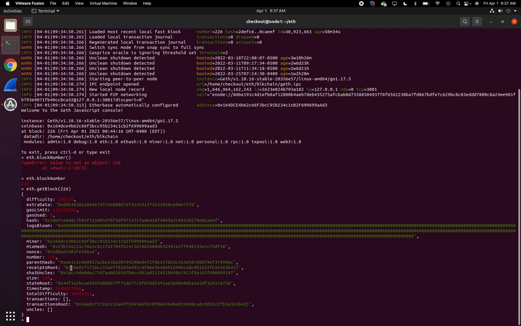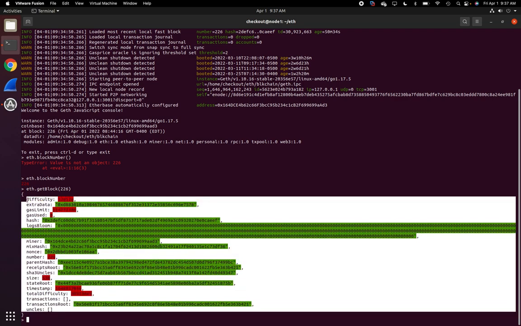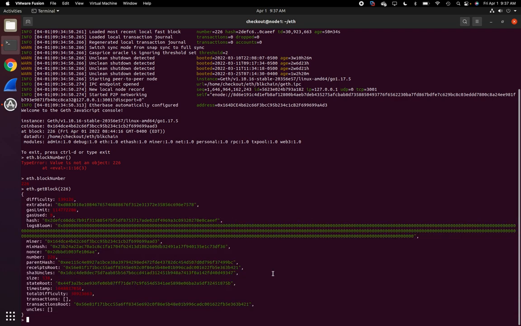We can see what the parent hash is, so this should be the hash of the previous block. We can check that in a couple minutes. We have a receipt root, so this is the location in the tree where it's stored. It's also encoded with the RLP. All of this stuff in here is going to be encoded with the RLP, and it's encoded, not encrypted, in Ethereum. That's something I learned this week, or it was defined clearly to me this week.